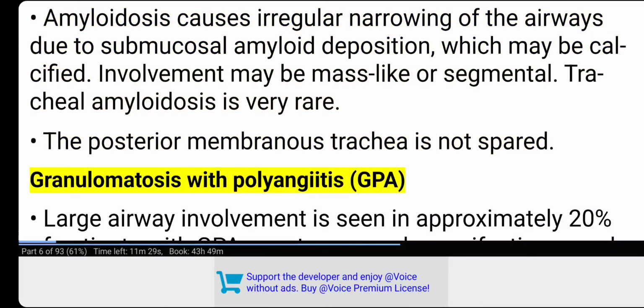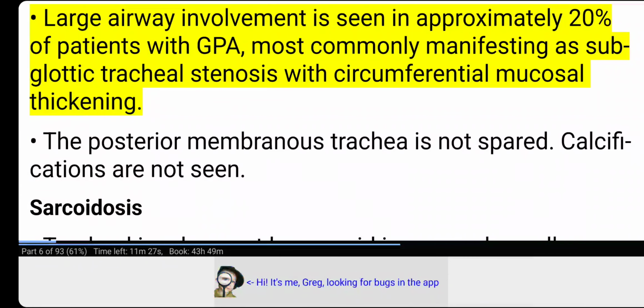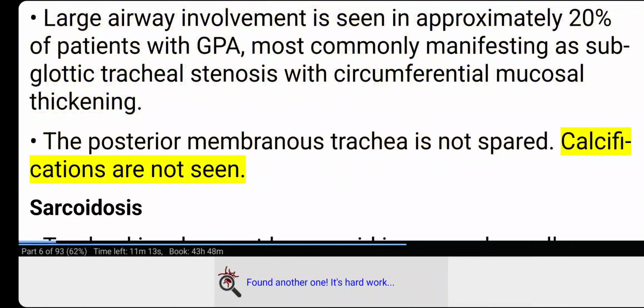Granulomatosis with polyangiitis (GPA). Large airway involvement is seen in approximately 20% of patients with GPA, most commonly manifesting as subglottic tracheal stenosis with circumferential mucosal thickening. The posterior membranous trachea is not spared. Calcifications are not seen.